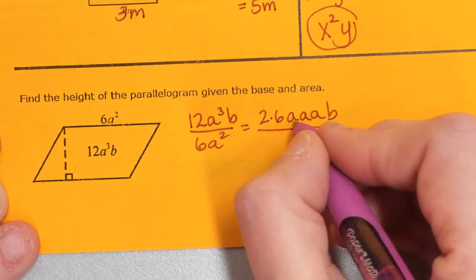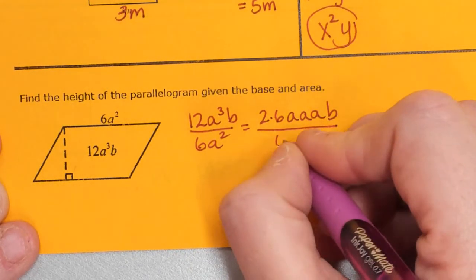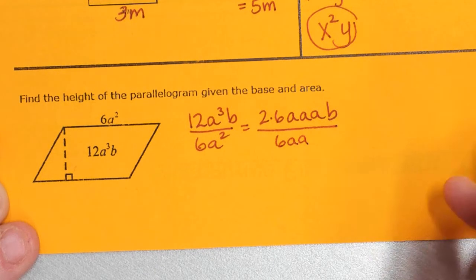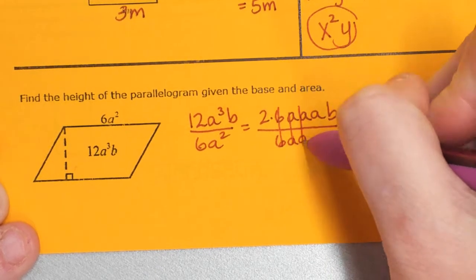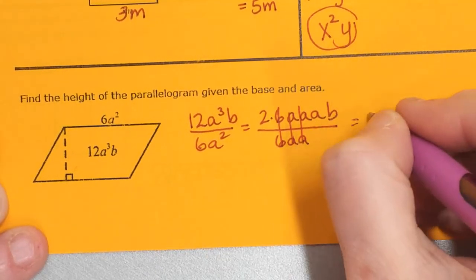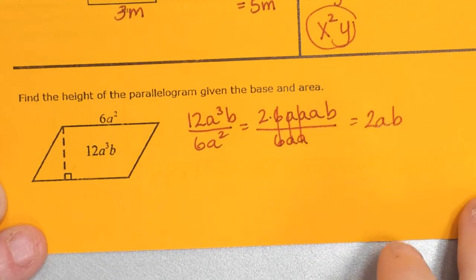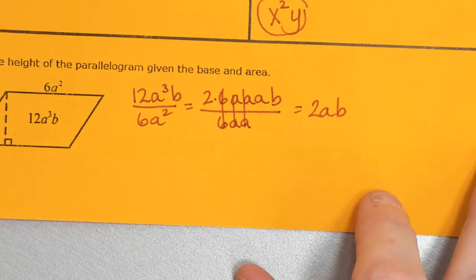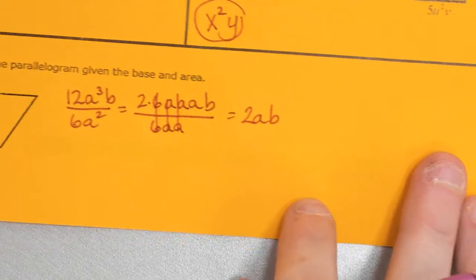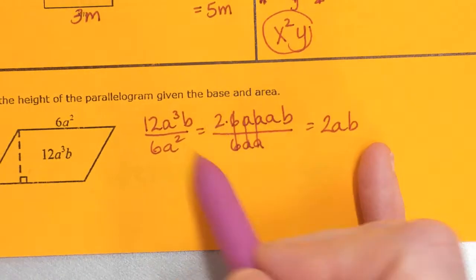So I expanded that. I have a to the third, so that's a times a, a, and then I have 6, a squared is a, a. So the 6 and the 2 a's cancel, and what's left is 2ab. Now some of you may be asking, why are we doing this? I want to show you an example where expanding like this matters.